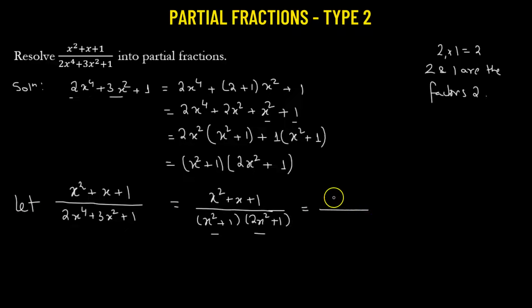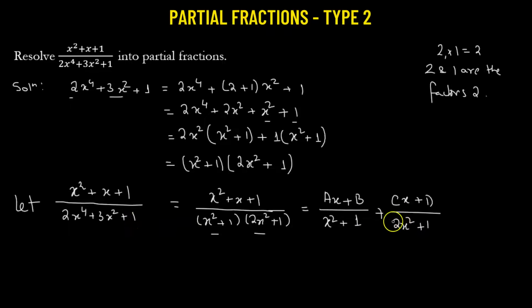The first partial fraction will have its numerator come in a moment. The denominator will be something over x squared plus 1, and the other partial fraction will be something over 2x squared plus 1. So we are getting 2 partial fractions. Clearly x squared plus 1 is a quadratic factor, so our numerator should be of the form ax plus b. Similarly for the second partial fraction, since our denominator is quadratic, our numerator is going to be cx plus d.